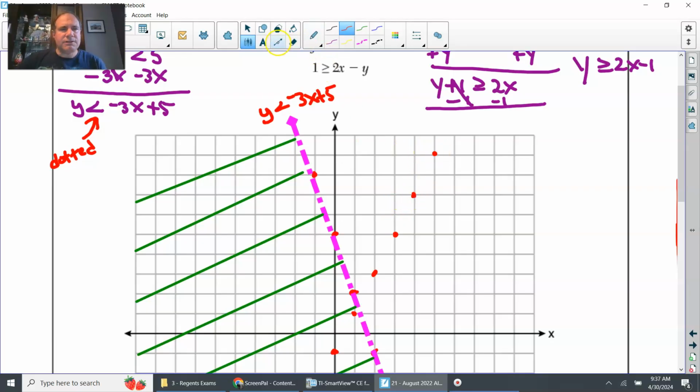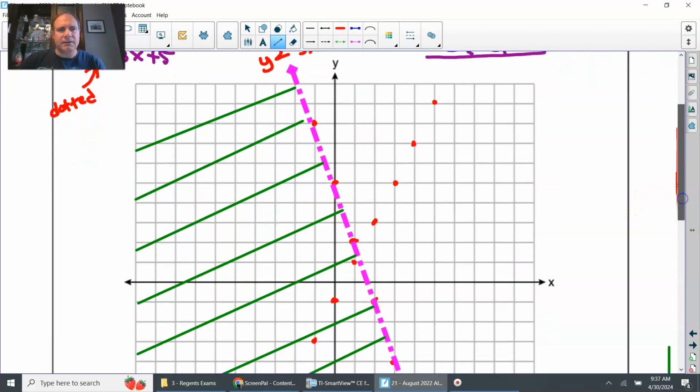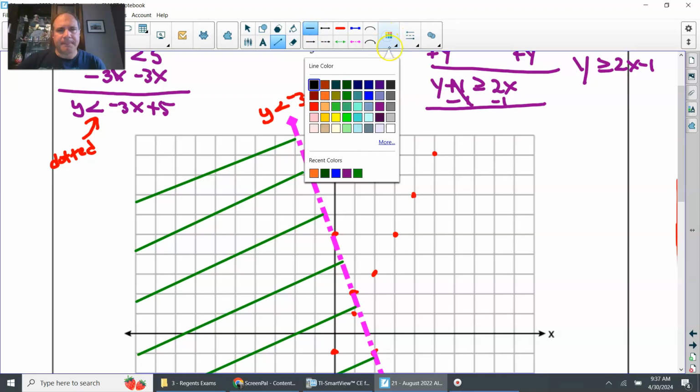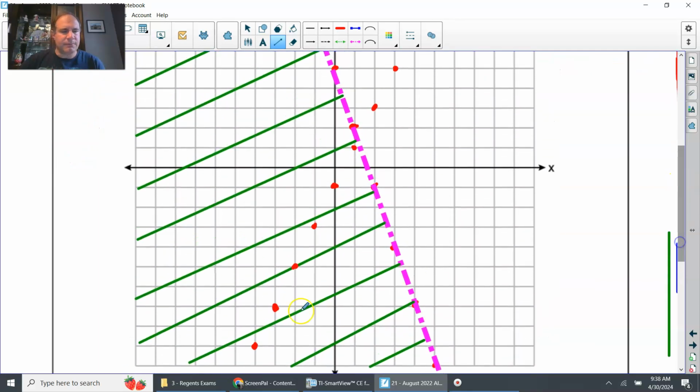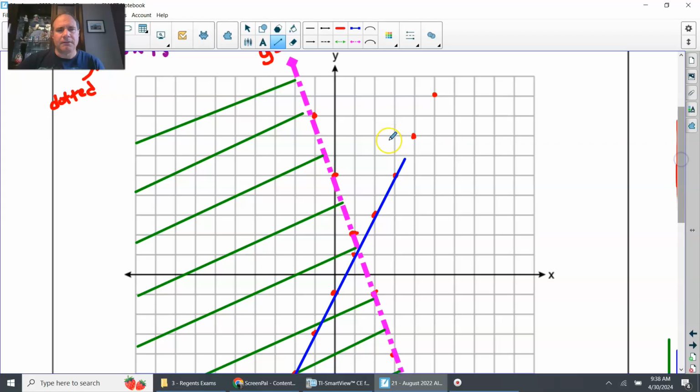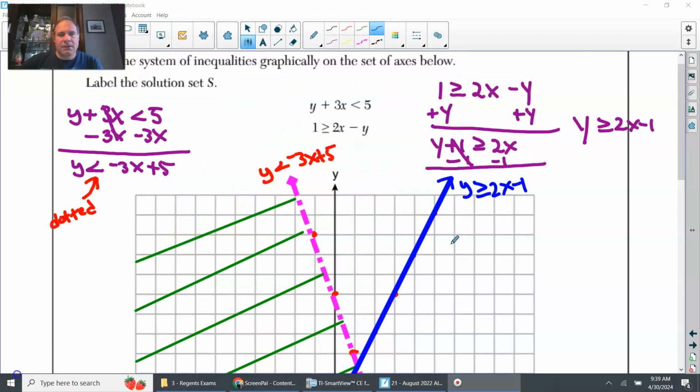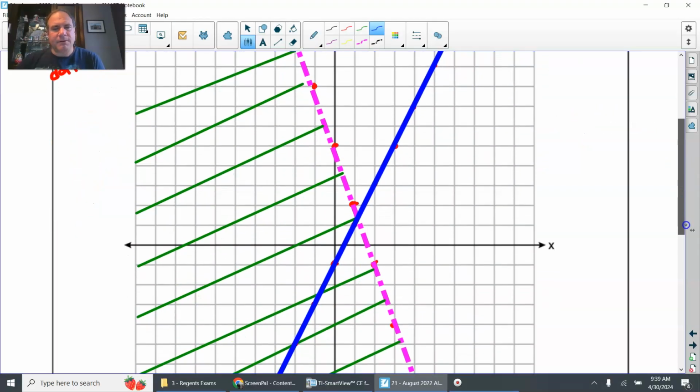In this one, since it's a greater than or equal to, it gets a solid line. All right, so that's what we're going to do. We're going to put that solid line in, just like that. And then put arrows on the ends. So that's the line that we're graphing.